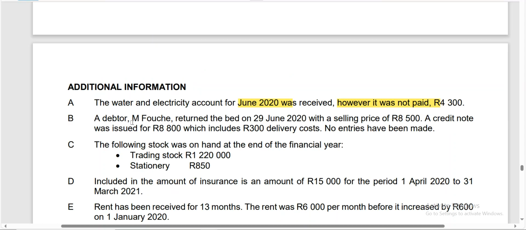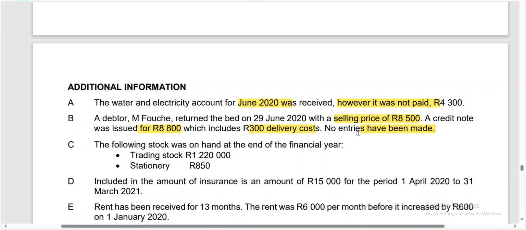Next, they're saying that a debtor returned the bed on 29 June 2020 with a selling price of 8,500. Remember, the selling price is 8,500, right? And they're saying that a credit note was issued for 8,800, so meaning that the total that we gave him is 8,800. They say which includes 300 on delivery costs. So 300 is for delivery costs, 8,500 is for the bed that the person was buying. And here they're saying that no entries have been made, meaning that the transaction was not recorded. So indirectly, they're telling you that you must record this transaction.